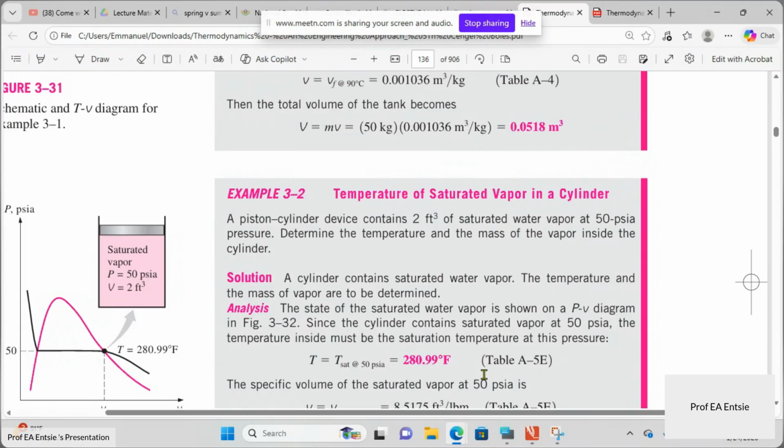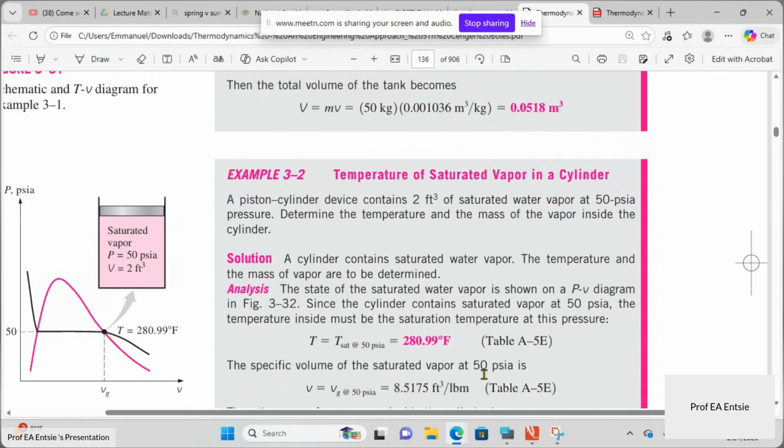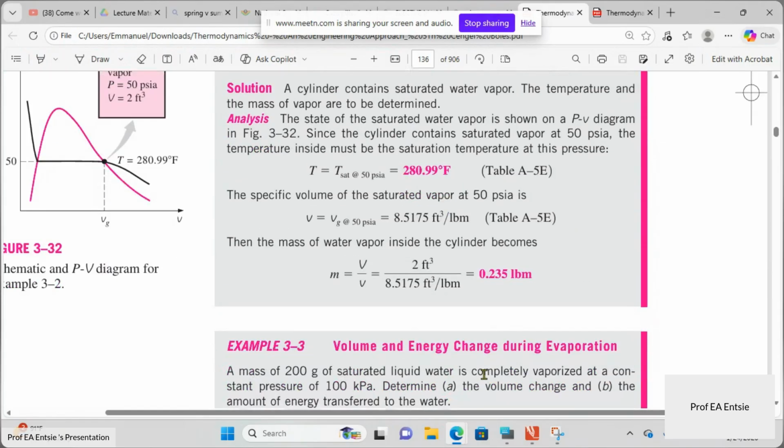Then if you want the mass, since they've given you total volume, which is 2 feet cubed, you know that mass will be equal to total volume over specific volume. So you find the specific volume, which is small v, at that same 50 psia. But they said this is vapor, so it will be vg. They said it's vapor, so vg at 50 psia will be the specific volume. Then you divide the total volume, 2, by this. If we do that, we get the mass.